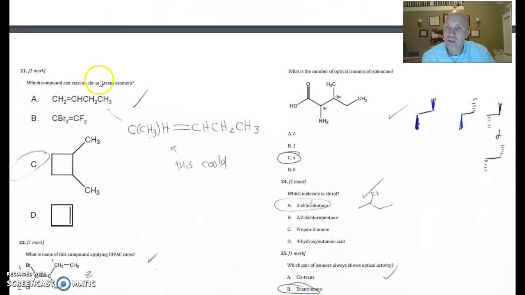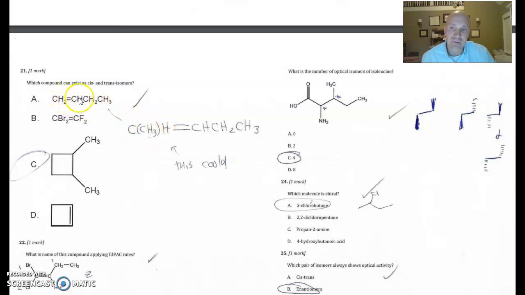Moving on, which could exist as cis-trans isomers. All right, so there's two situations where you can have cis-trans isomers. One is the geometry around double bonds, but the other is the geometry whenever you have a ring. Cis is when the substituents are on the same side of the ring. Trans is when the substituents would be on opposite sides of the ring. With the double bond, if both groups are on the same side of the double bond, it's cis, opposite sides it's trans.